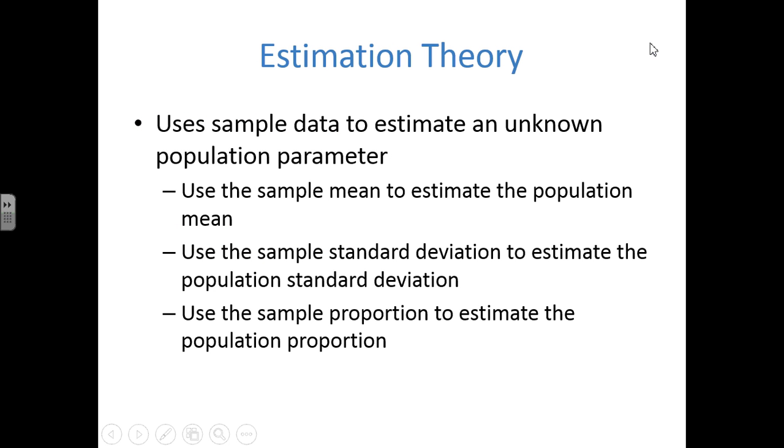Now, estimation theory uses sample data to estimate an unknown population parameter. So we may use the sample mean to estimate the population mean, use the sample standard deviation to estimate the population standard deviation, and use the sample proportion to estimate the population proportion. Remember, these population parameters are unknown, but we can always find a sample statistic by just taking a sample and calculating the statistic.